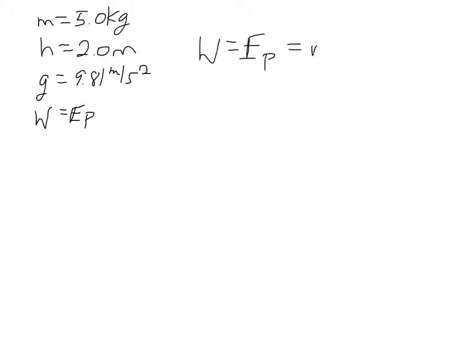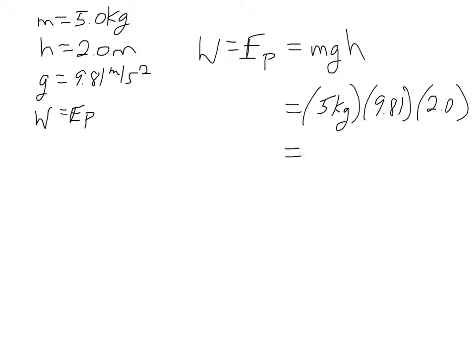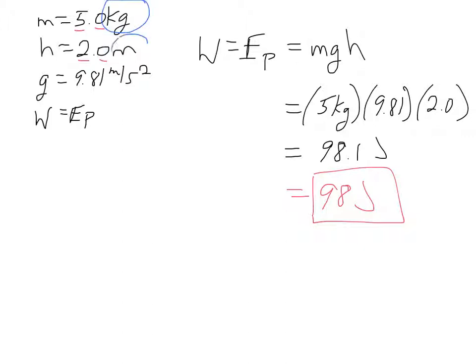We know that our potential energy is going to be M times G times H. So we can put in our numbers here. 5 times 9.81 times 2, we're going to get 98.1 joules. And then again, if you look at significant digits, I have 2 and 2. So I need to make sure that I'm giving back 2. So my final answer is 98 joules. Notice that my units that I'm putting in are always going to be kilograms, meters, and meters per second.